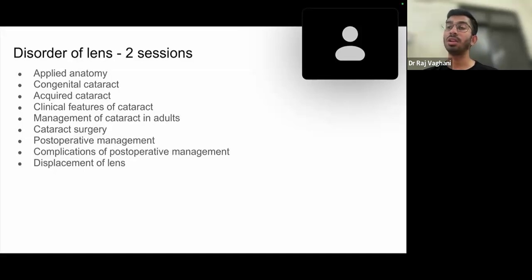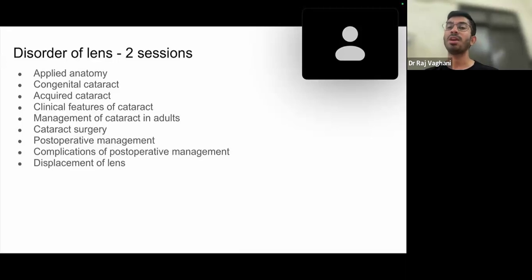The basic method. We'll not go into every detail of the surgery. We'll just study the steps in brief, and we'll study how patients are selected for the surgery. What are the advantages? What are the disadvantages? What are the contraindications of the surgery? And how to manage it after the surgery.